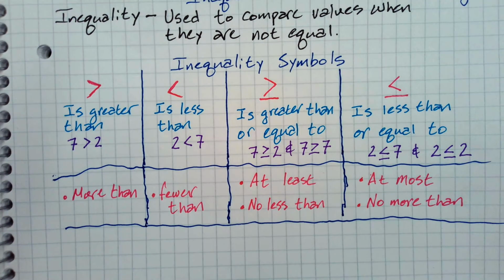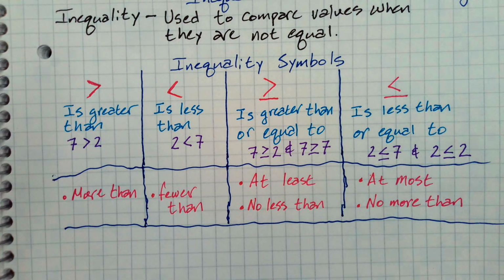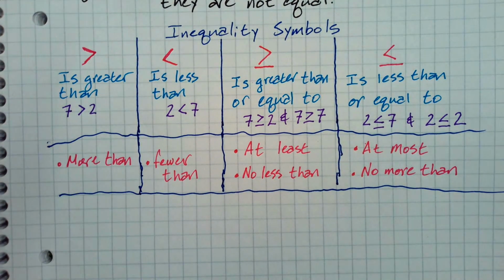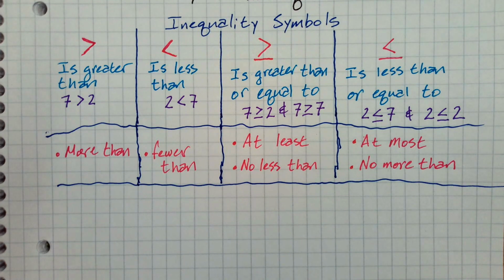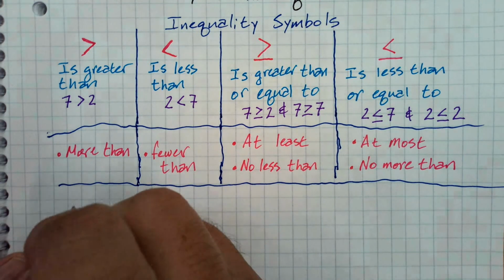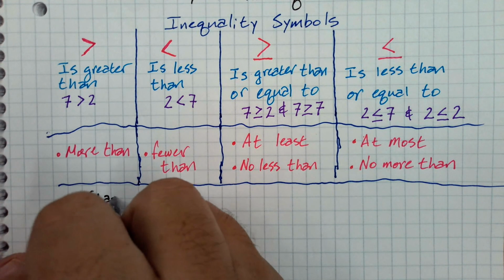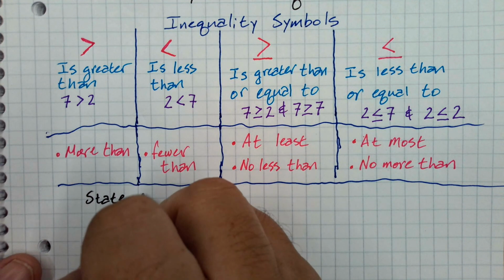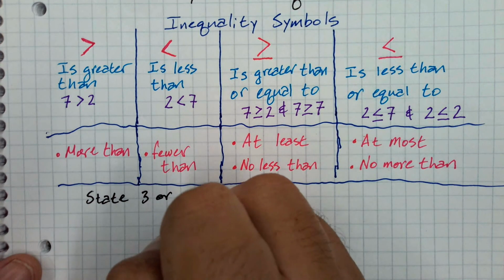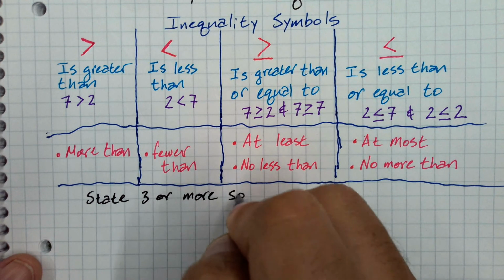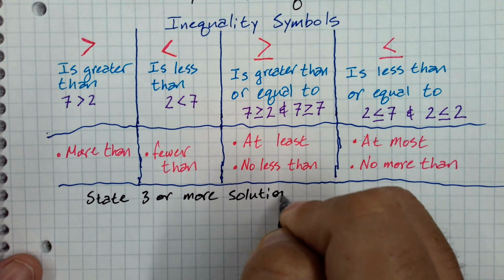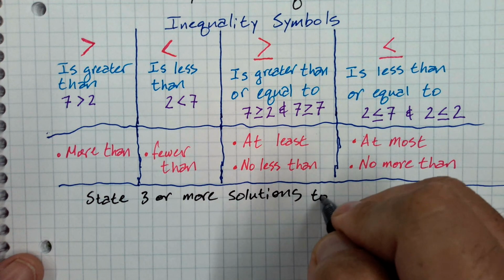Let me just finish up my table there. So now, we typically use these to compare things. And we're going to find solutions to inequalities. So we're going to state 3 or more solutions to the inequality.